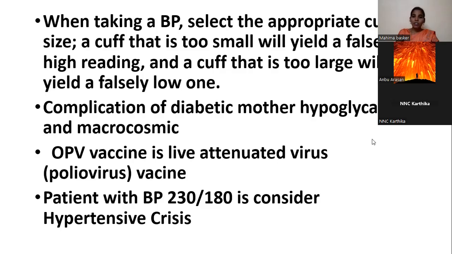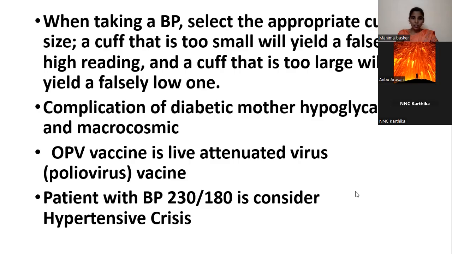So next one, complication of a diabetic mother. It is covered in the OBG system. So complications of a diabetic mother are hypoglycemia and macrosomia. Remember, hypoglycemia, macrosomia. Okay. OPV vaccine we have already seen, that is a repeated question. So a patient with BP 230/180 is considered a hypertensive crisis. Remember, 230, it is about 200, and 180 is the diastolic. So consider it a hypertensive crisis.